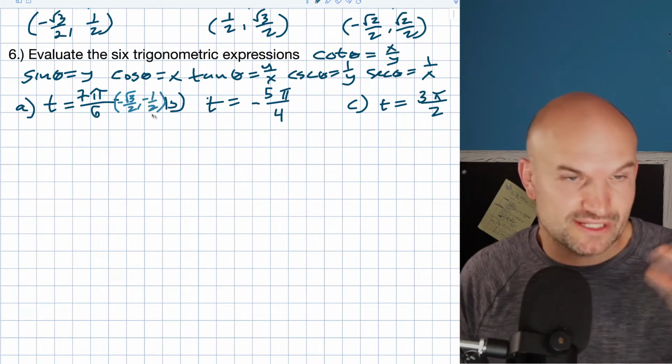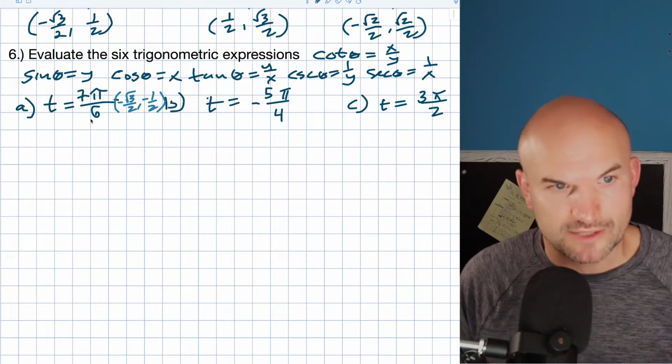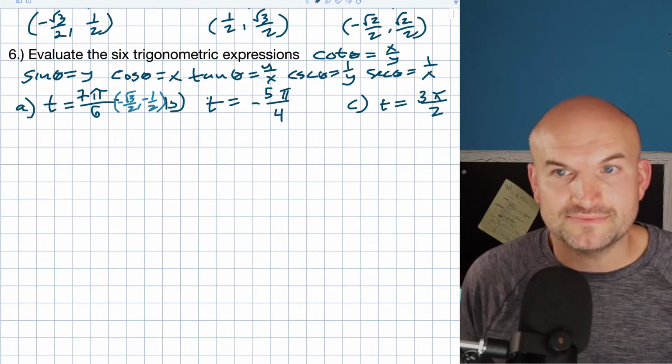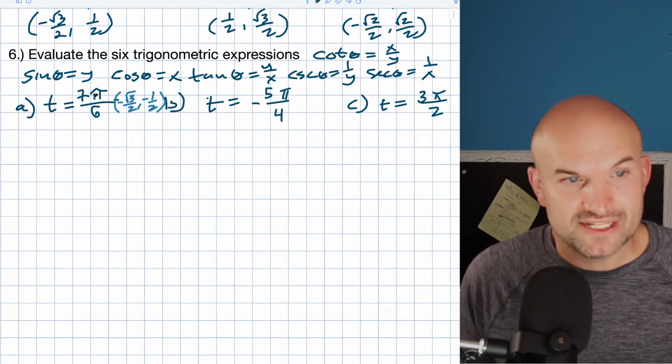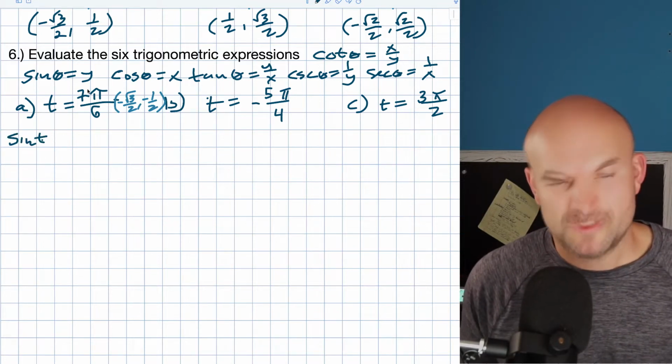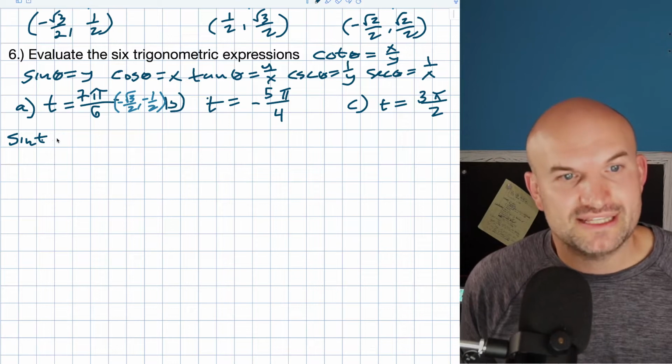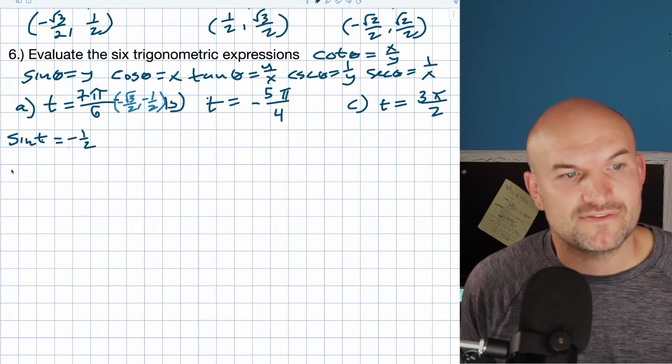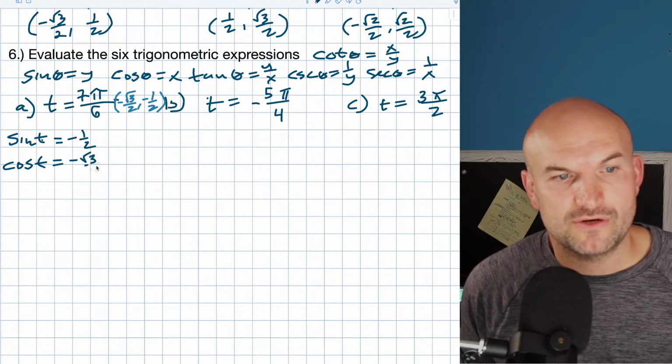Again, I'm doing things rather quickly. Hopefully you can kind of follow along. So if I want to find the sine of this, that's going to represent the y coordinate. So sine of t, because we already know t right there, is going to be a negative 1/2. Cosine of t is going to equal a negative square root of 3 over 2.